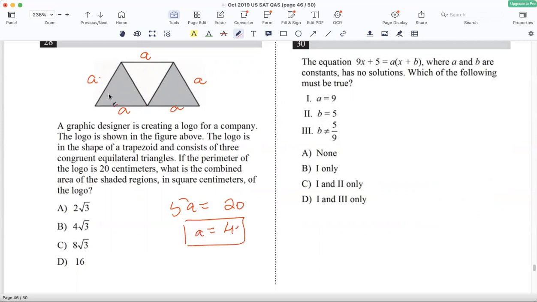So the side of the equilateral triangle is 4, and there are two such that are shaded. So the area of an equilateral triangle is root 3 by 4 a squared. So that would be root 3 by 4 into 4 into 4. So that's 4 root 3. So that's one triangle, and for 2 it would be 8 root 3. So C.